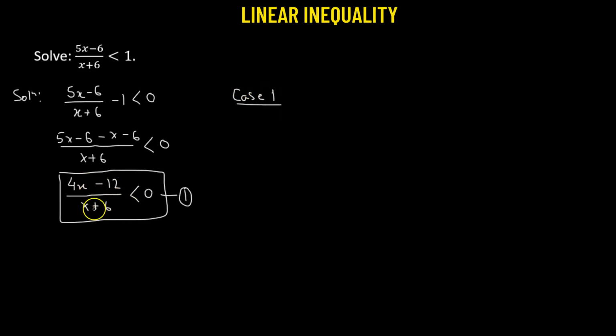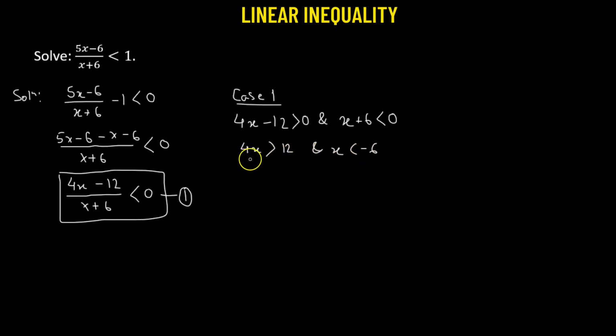So we have a rational expression which is less than 0. That would mean if we consider the numerator, which is 4x - 12, to be a positive number, and we consider the denominator, which is x + 6, to be a negative number, then we have a positive number divided by a negative number, which makes it negative, and this particular inequality is going to hold. Now let's solve this linear inequality. Now we have 4x greater than 12 and x is less than negative 6.